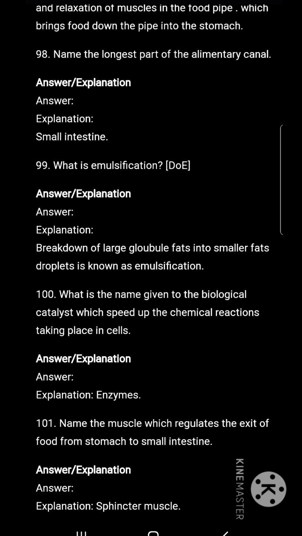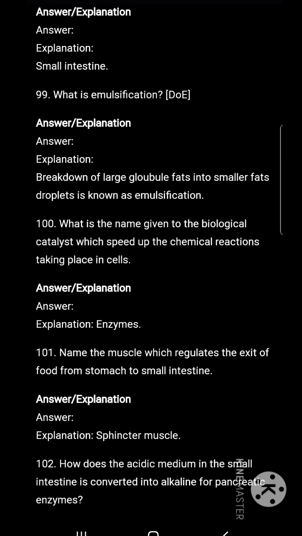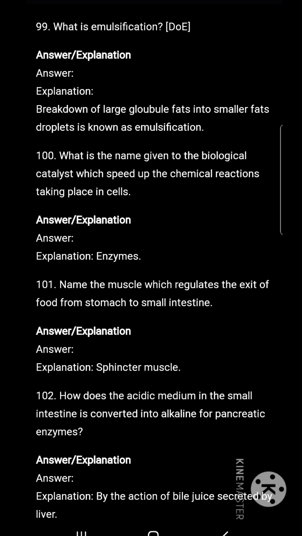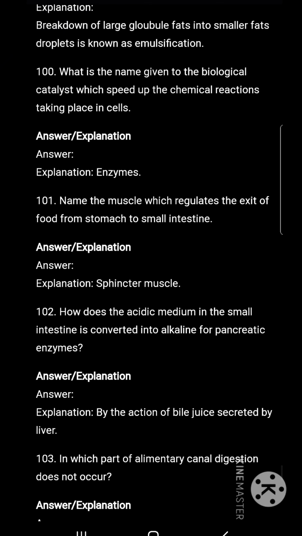Name the longest part of the alimentary canal. Small intestine. What is emulsification? Breaking down of large globules of fats into smaller fat droplets is called emulsification.